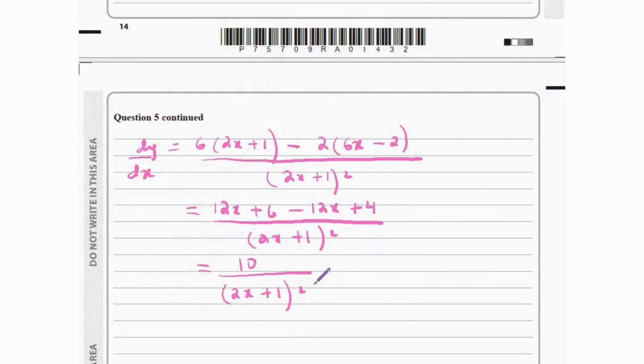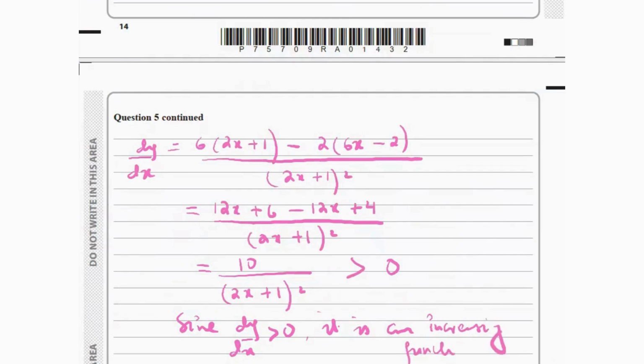Now, if you notice, the numerator is positive, which is 10, and the denominator is getting squared. And we know whenever we square something, we always get a positive value, not a negative value. So this is an increasing function because the derivative is positive. It's not negative. So since dy by dx is greater than 0, it is an increasing function. That's your answer.